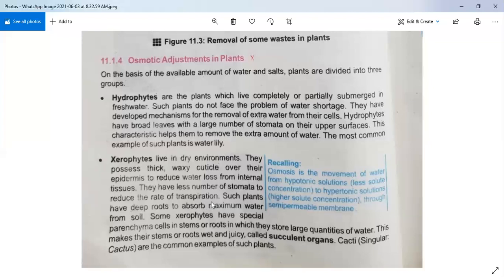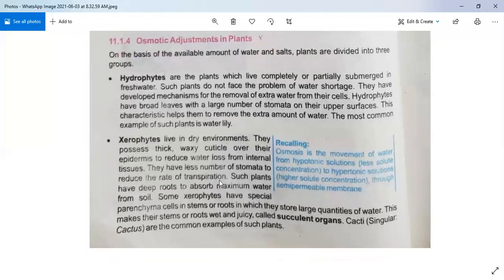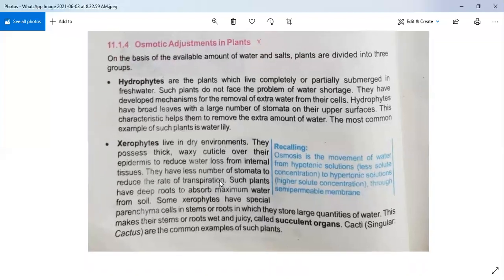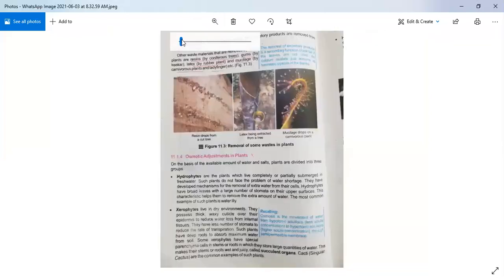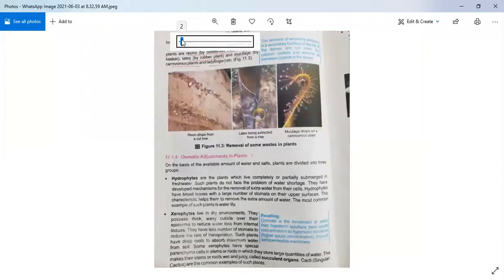Now we will go to our next page. Okay, come to the next page.